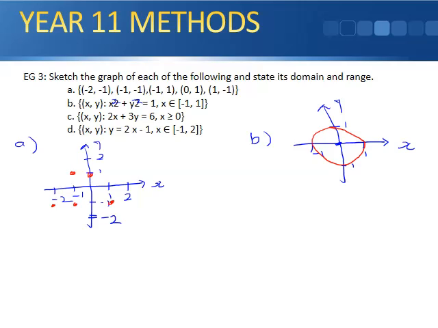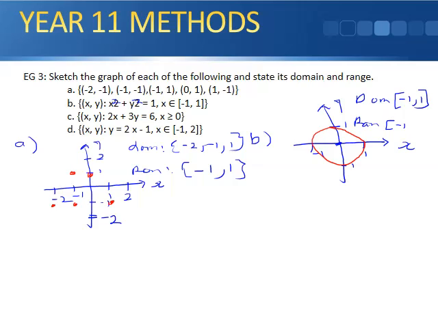Oh, I forgot to do the domain and range for it. The domain will equal -1 and 1, just the x values, and the range, this one will be -1 and 1. The domain here is from -1 to 1, and because this is a circle and it's closed, they're included, I can write it like this. I can also write it a different way, and the range is from -1 to 1 as well.